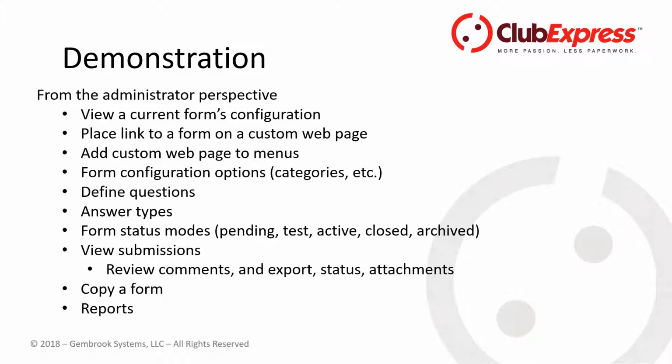And we're going to look at general ad hoc form configuration options. And these form configuration options could be things like categories and such. We'll show you how to define questions, go over some of the various answer types, cover some of the form status modes, and we're going to view some submissions for forms and how you review comments and how you can export, what the various statuses mean. And we're going to try to copy a form and do some reports. So as you can see, there's a lot here. I think the tutorial video that I did a couple of months back is about 22 minutes. So we've got 45 minutes left to do this, and that will include our questions and such.